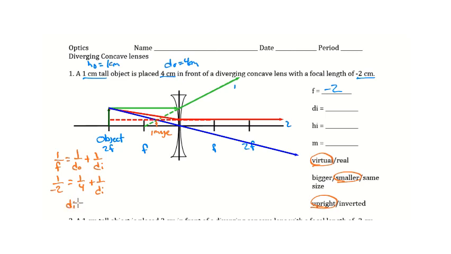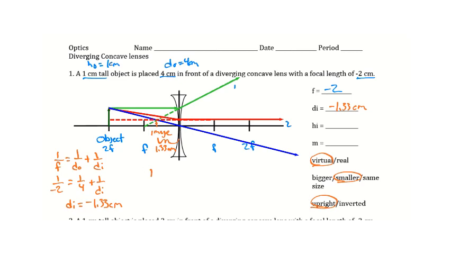And you get our image distance is -1.33 centimeters. And if we measure, that's exactly what this distance should be. So -1.33 centimeters is our image distance. That's because it's on the virtual side, in this case, the left side of the lens.